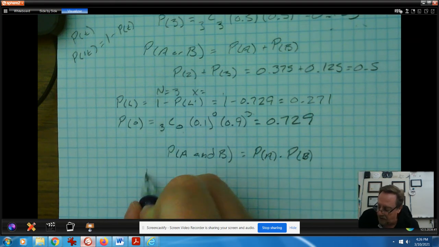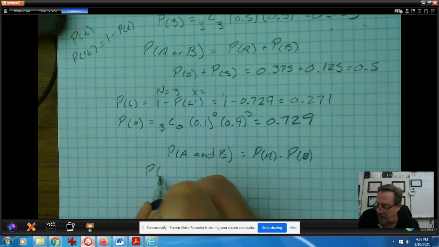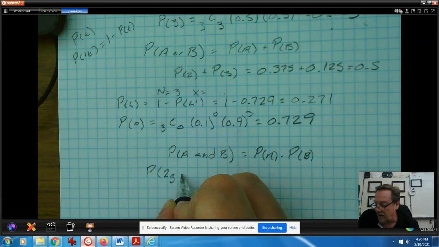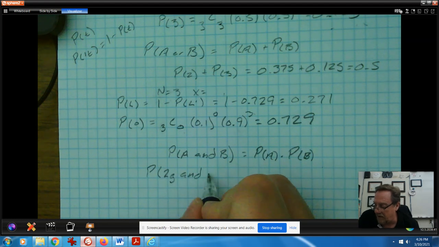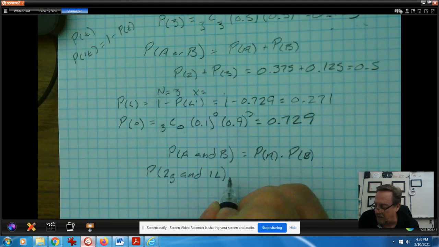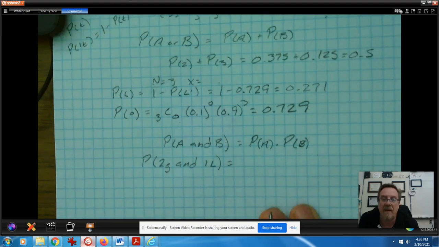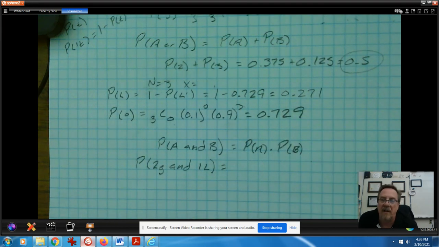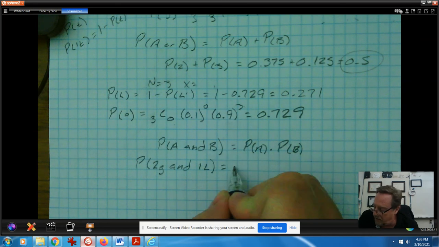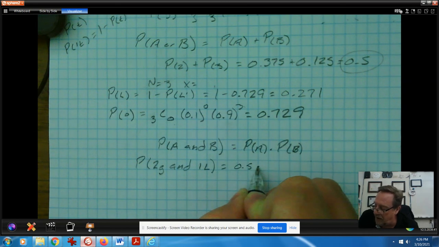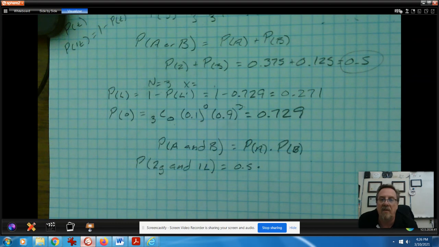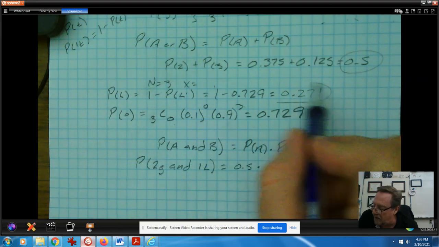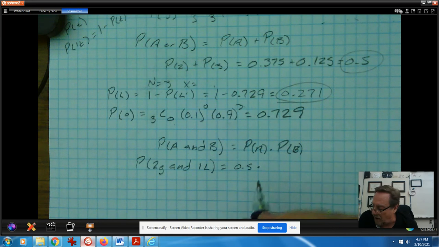So the probability that we have at least 2 girls, right? And at least 1 left-handed is going to be equal to our probability that we calculated before. That was 0.5, that we have at least 2 girls, times the probability that one of our kids is left-handed, and that was this 0.271.